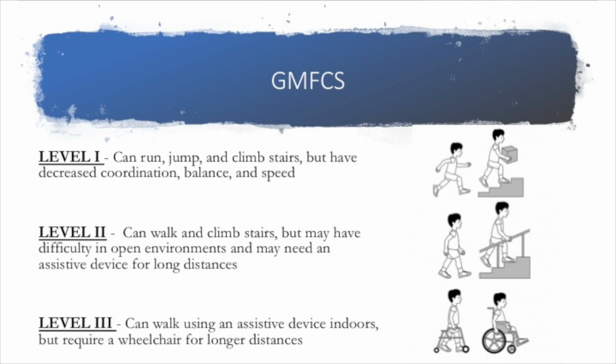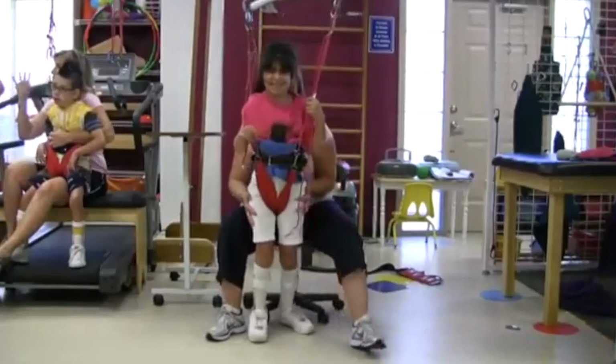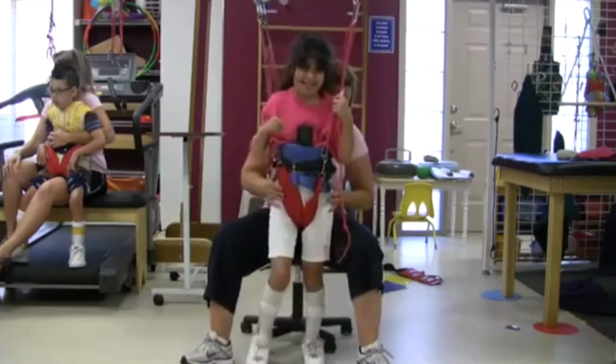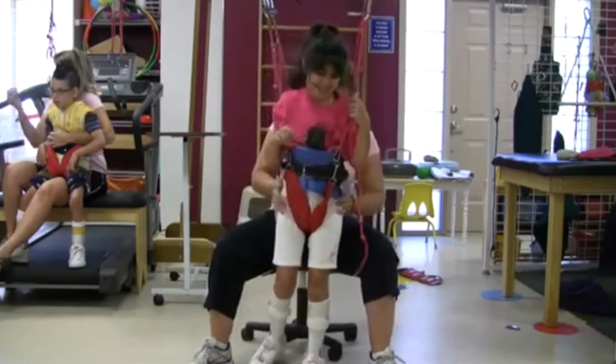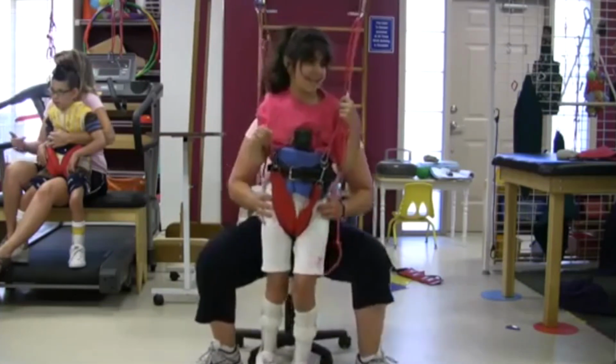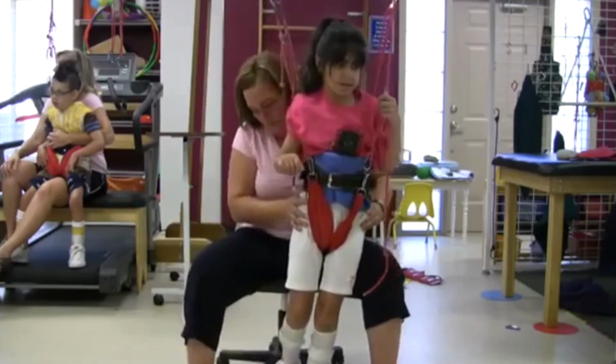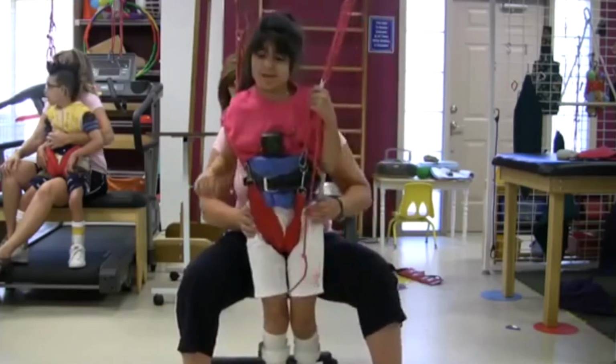Our research focused on levels 1 through 3, as these are the levels that can ambulate independently with or without an assistive device, and that was important for some of the interventions we looked at. It's also important to note that it is unlikely that the GMFCS level will improve past the age of 5, and our populations were over this age.